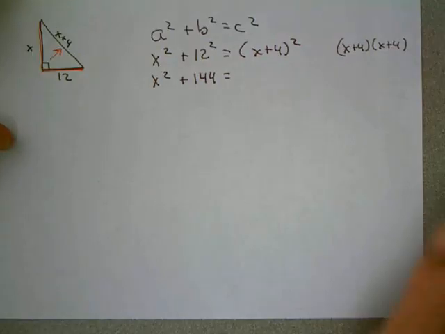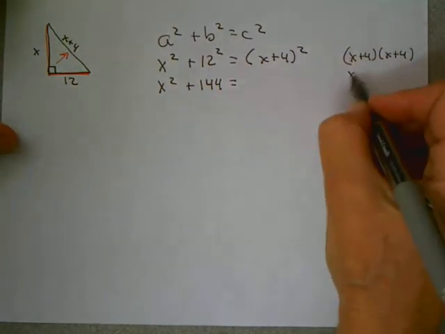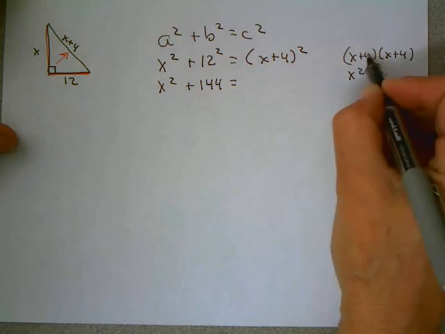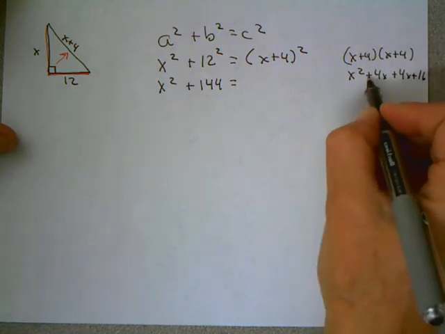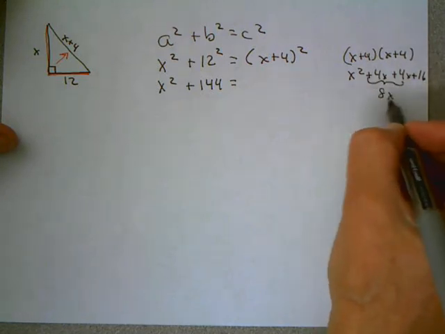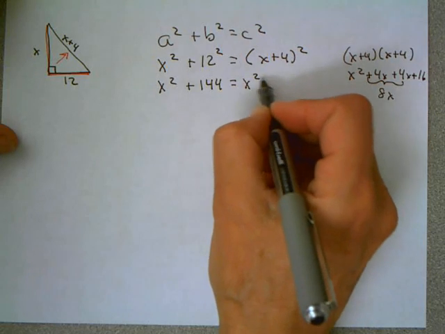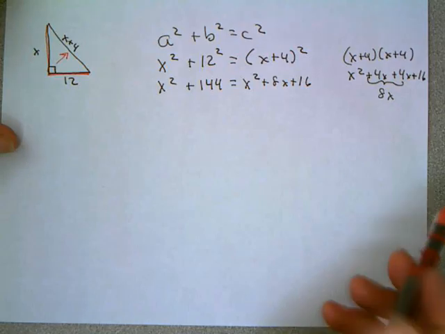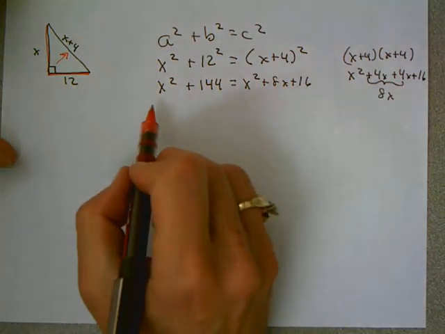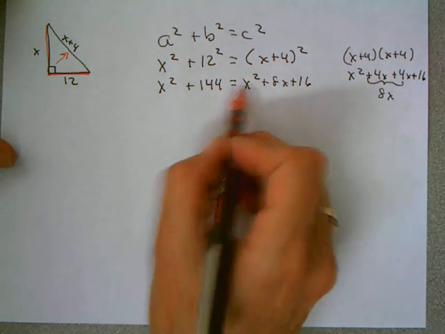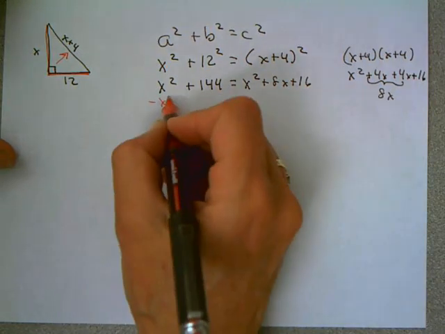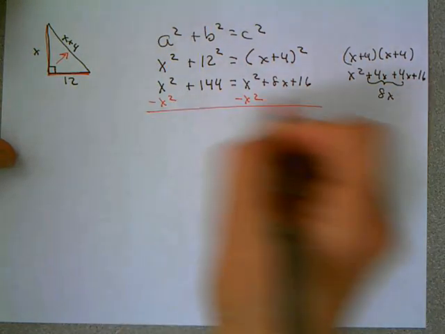Now I need to simplify this. So I'm going to say x squared, and I know 12 squared is 144. And when you think about x plus 4 squared, you're really thinking about x plus 4 times x plus 4. So I need to FOIL this. X times x is x squared. X times 4 is 4x. 4 times x is 4x. And 4 times 4 is 16. Well, 4x and 4x is 8x. So on this side, I actually have x squared plus 8x plus 16.